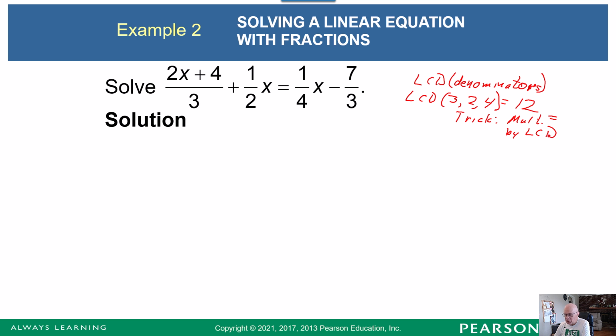Fantastic things happen when you do that. So let's take a look at this. We're going to multiply 12 times the first term, which is this one up here, 2x plus 4 over 3, and then we'll multiply 12 times the 1/2 x. On the other side, 12 times 1/4 x, and 12 times 7 over 3.